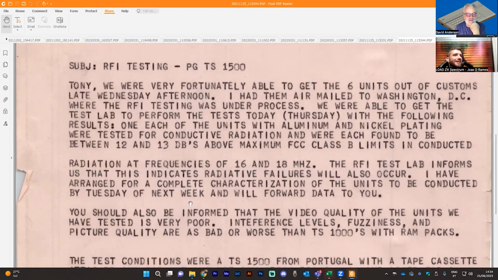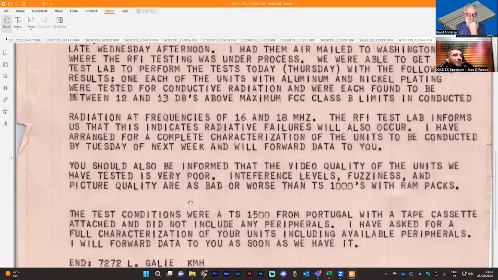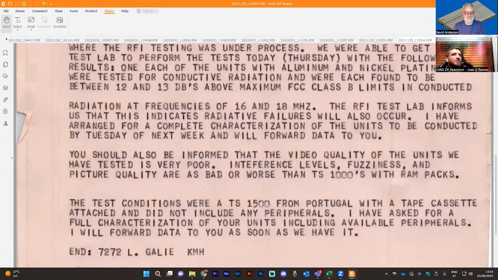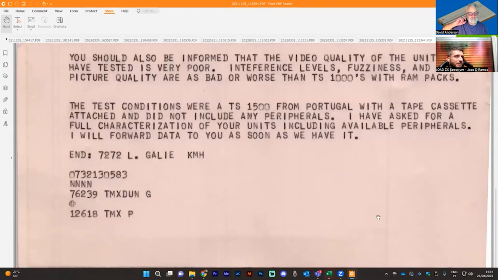And the video quality was terrible. Oh no, this one is nice. There was a document I saw before, not this one, saying something like this. These are the computers with the worst quality of signal I ever saw. So you should have been informed that video quality is very poor. Interference levels, fuzziness, and picture quality are as bad or worse than TS with RAM packs. The test conditions were a TS1500 from Portugal with a tape cassette attached and did not include any peripherals. I have asked for a full characterization of your units, including available peripherals. I will forward data to you.